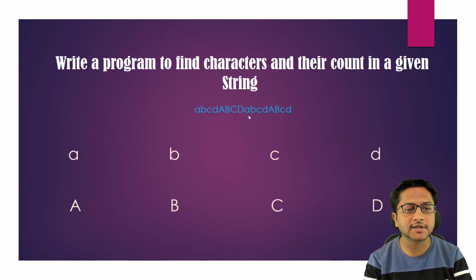So the unique characters are small abcd and capital ABCD. We need to find how many times these characters appeared in the string. For example, B appeared 2 times, capital C appeared 1 time.